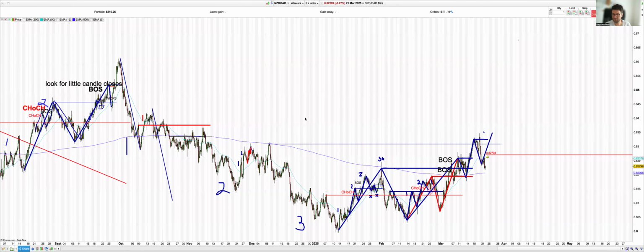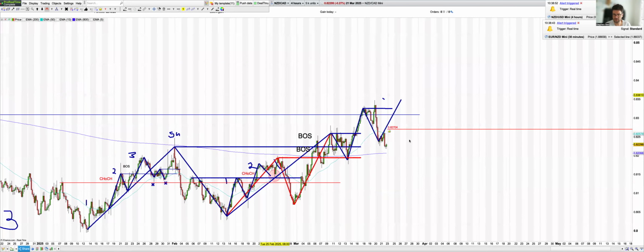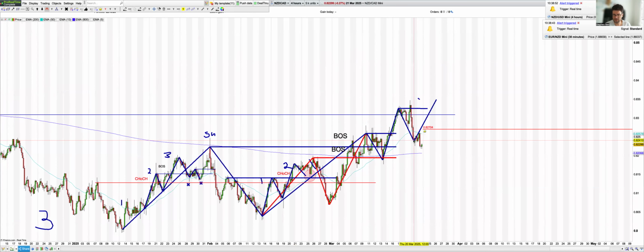NZD CAD, nice. It made a break of the highs. That's the second high, high, high, low. We're looking to anticipate the third now.